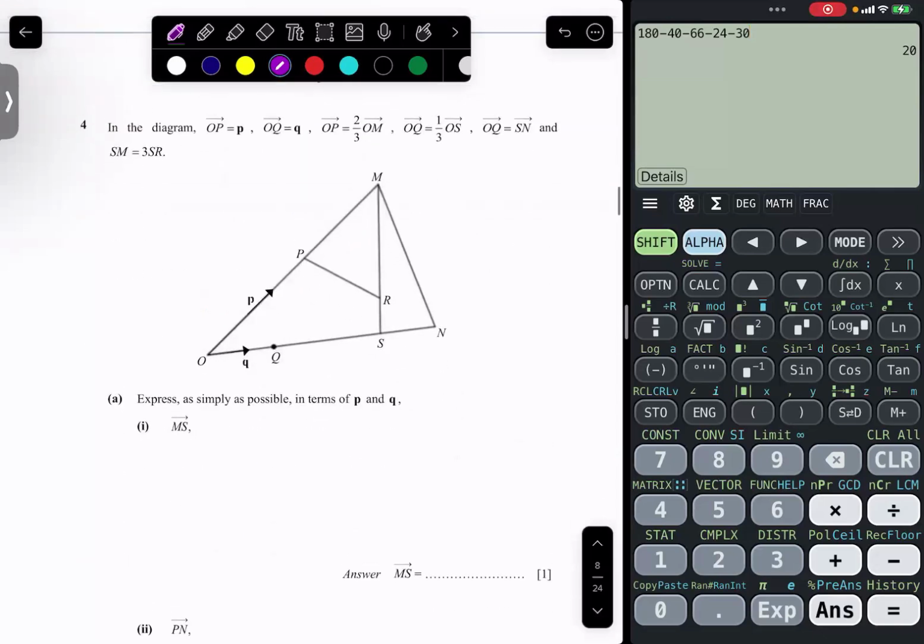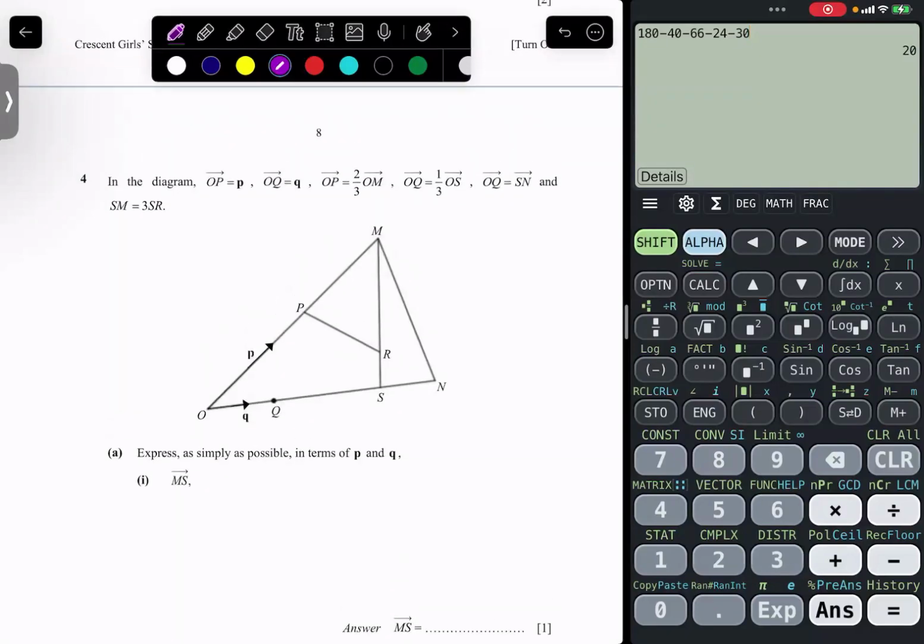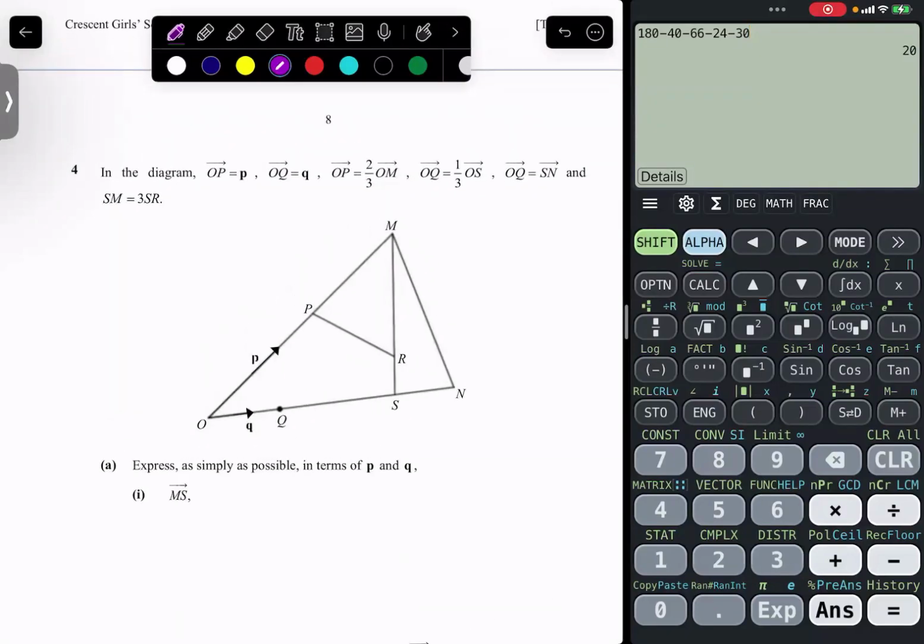Question 4. Vectors. In the diagram, OP equals P, OQ equals Q. OP equals 2/3 OM, OQ equals 1/3 OS, OS equals SN, SM equals 3SR. So what we want to understand is that OQ equals SN. So OQ equals SN, so this is the vector Q as well.